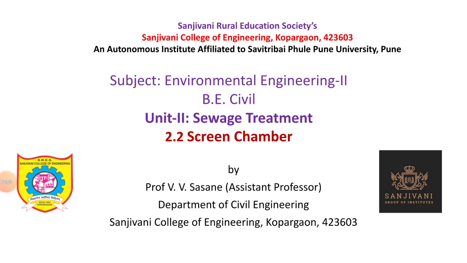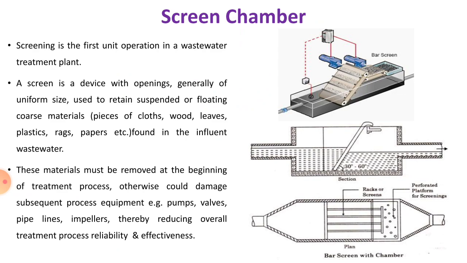In this video, we will be discussing the second topic, that is screen chambers. Screening is a unit operation in wastewater treatment plants. As already discussed, the screen chamber is used for removal of the floating matter present in the wastewater. A screen is a device with openings, generally of uniform size, used to retain suspended or floating coarse materials like pieces of cloth, wood, leaves, plastic, rags, papers, etc. found in the influent wastewater.